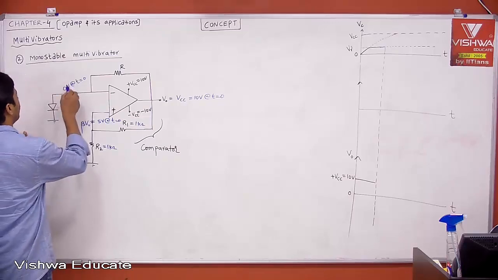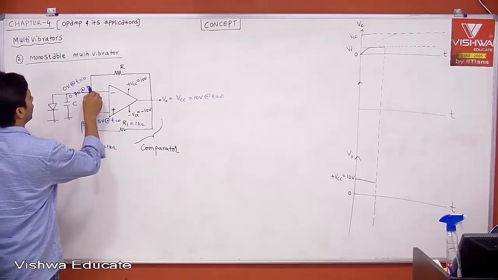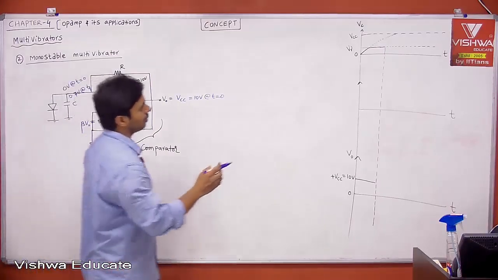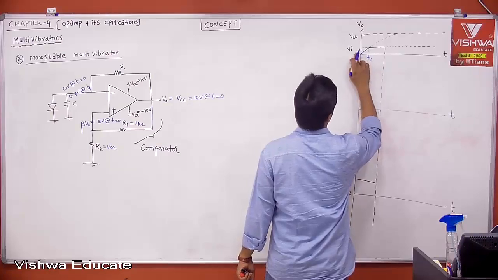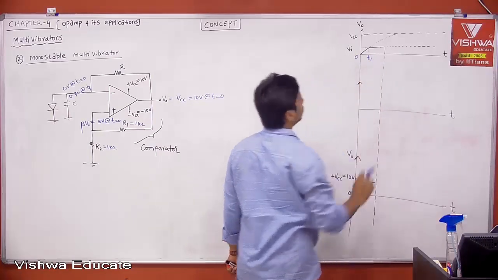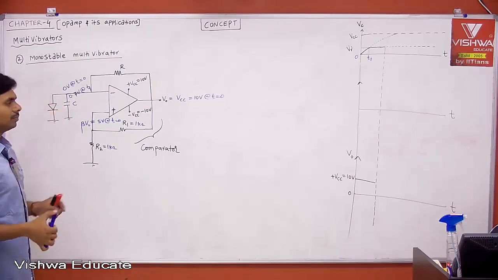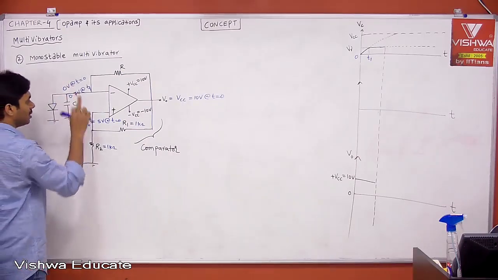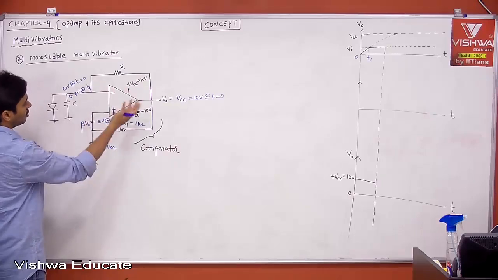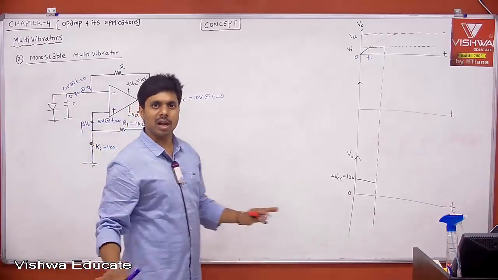Therefore, this 0 volt will go to 0.7 volt. Let us say at a time t is equal to t1. This is time t is equal to 0. Once it reaches V gamma, it stays there only. Now, this is 0.7, this is 5, plus is always more than minus, so your output will always be 10 volts. That's it, done.